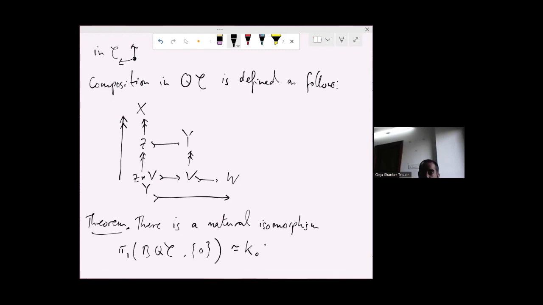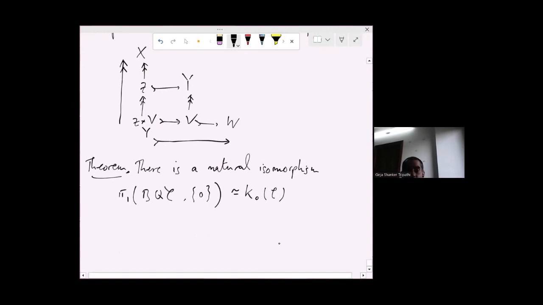This is isomorphic to K0C. Whatever has happened, this was defined entirely in terms of C, and then we got this new category, which at least there is a way to think of as a kind of group completion. And for this topological space, the nerve of QC, its pi 1 is just K0C.